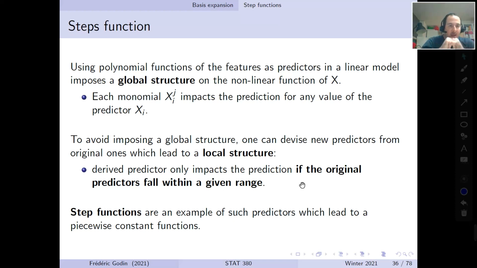Now, the predictors we've just introduced, the polynomial predictors or trigonometric predictors, have what we call a global structure on the nonlinear function of x. What do we mean by a global structure? It means that when we use these features, whenever we change the value of one of the betas, that change impacts predictions for all possible values of the predictor x.